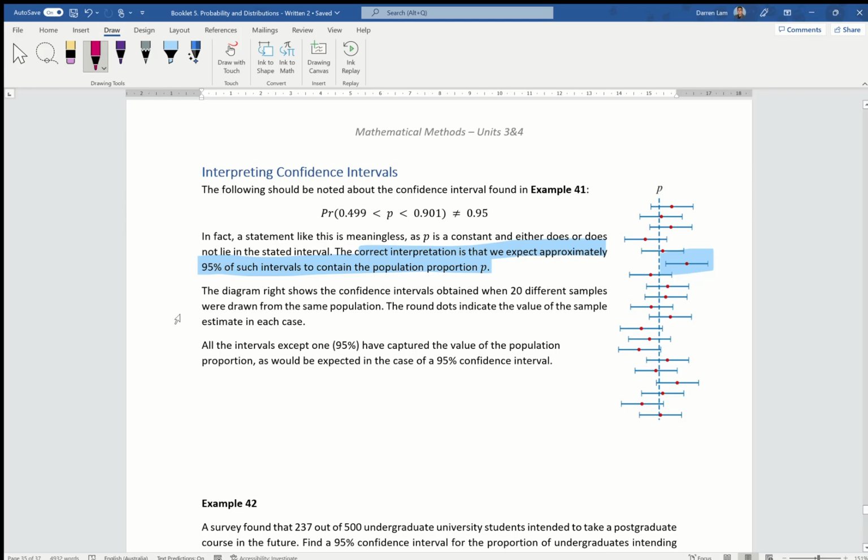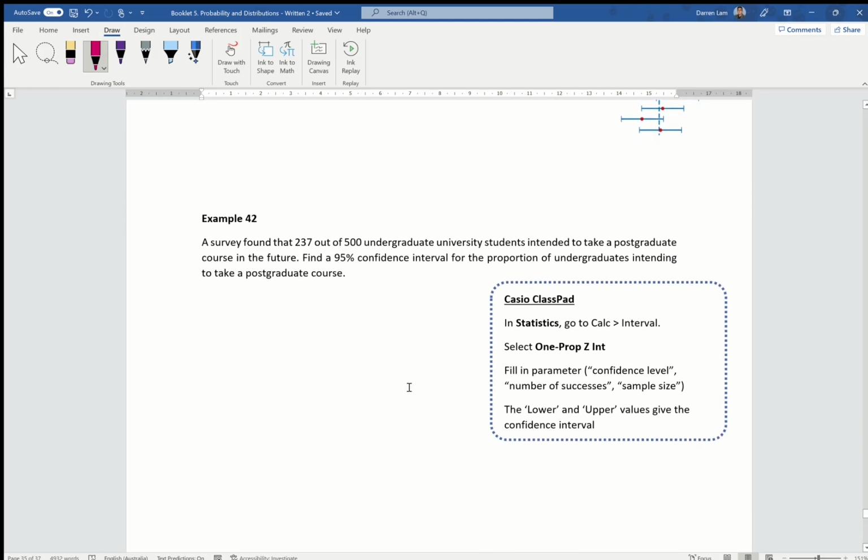Example 42. A survey found that 237 of 500 undergraduate university students intended to take a postgraduate course in the future. Find a 95% confidence interval for the proportion of undergraduate students intending to take a postgraduate course. A lot of words. But basically what we're focusing on is 237 out of 500, and a 95% confidence interval.